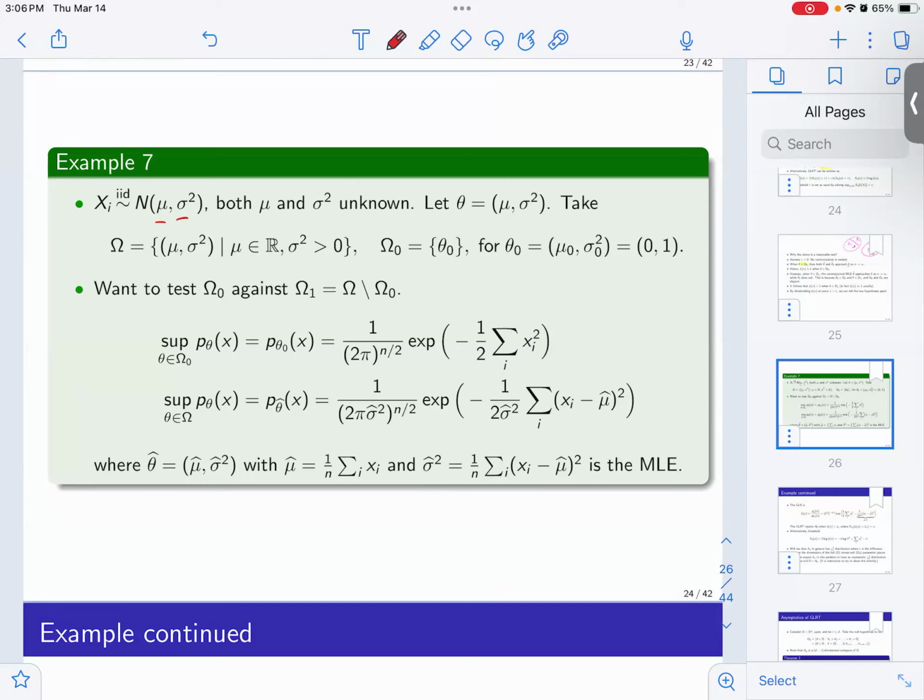Let's say I have one parameter which is standard normal, so mean is 0, variance is 1. The alternative is anything but this. So I want to test whether my sample is coming from a standard normal or not a standard normal. Under the null, there's just one parameter.